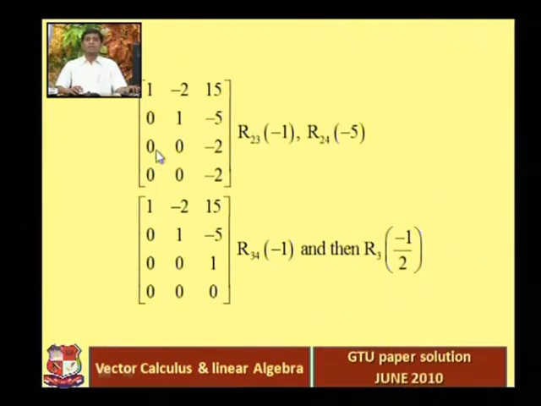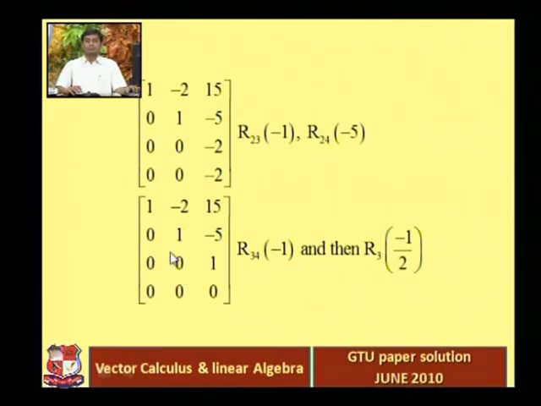So whenever you multiply the third row with minus 1 and add into the fourth row, the fourth row becomes 0, and then dividing by minus 2, you will get 0 0 1 in the third row. So here is the process. We multiply the third row with minus 1 and add into the fourth row, and then we multiply the third row with minus 1 by 2. So the third row becomes 0 0 1 and the fourth row becomes 0 0 0. The first and second rows are as they are.